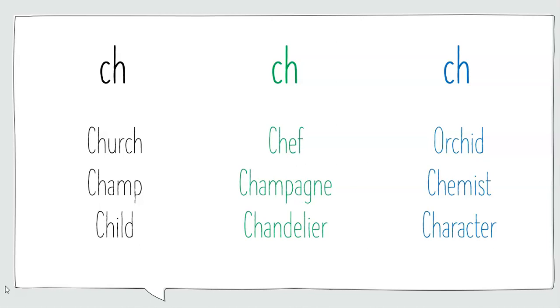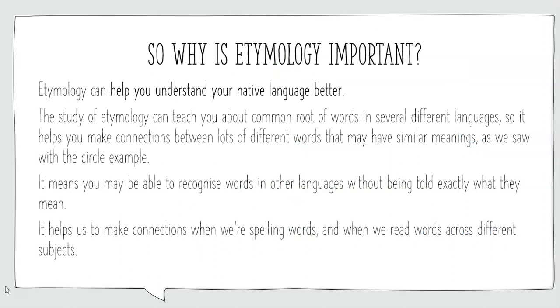Then when I look at CH as a k sound, I know I've got words from the Greek language like orchid, chemist, character, all of which are words you'll come across in science or drama or other subjects at school. So etymology helps us to make those connections too with spelling and language. So a wrap up, why is etymology important? Etymology can help you understand your native language better.